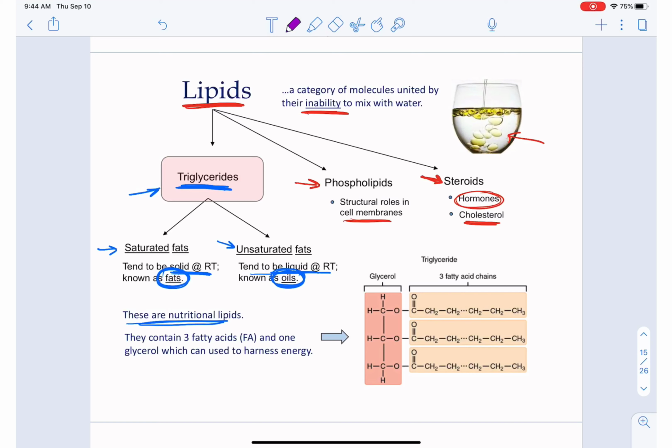Let's take a quick look at the structure of triglycerides. Triglycerides contain 3 fatty acids and 1 glycerol, and that's what we're looking at right here. There's a glycerol head, and then there are 3 fatty acid chains that come off of it. That's why they call it a triglyceride: tri, referring to the 3 fatty acid chains, glyceride, referring to the glycerol head. And the body can use the glycerol portion and the individual fatty acid chains to harness a bunch of energy.